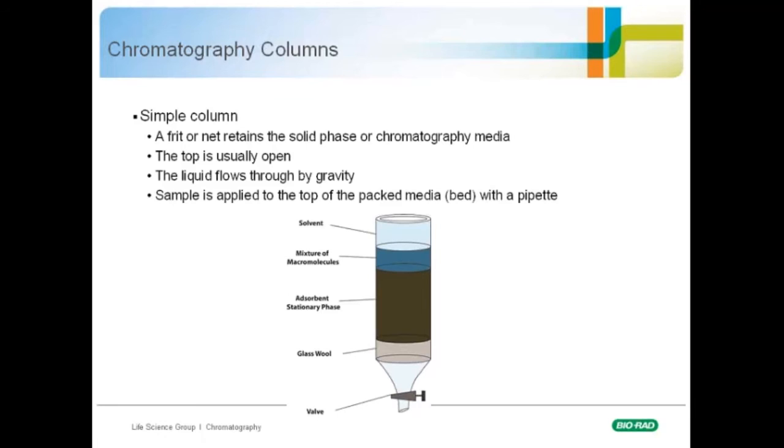The top is usually open, which allows you to apply your sample once you're sure that the column and your sample conditions are the same and ready for application. Essentially, what you would do is use a pipette a lot of times, or just dump it from a beaker straight onto the column. It would pass through, and then you would collect, a lot of times by hand, which is the painful way to do it. You would collect your fractions there at the bottom.